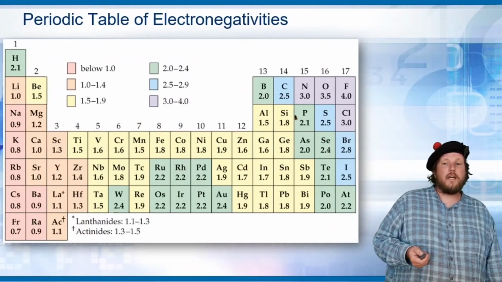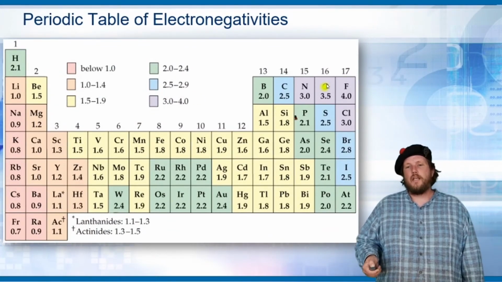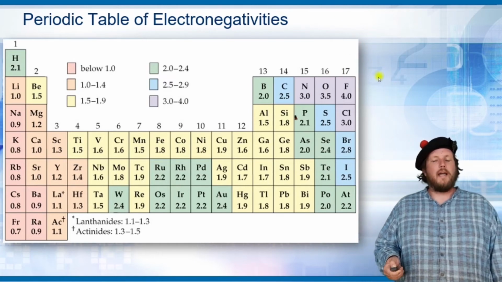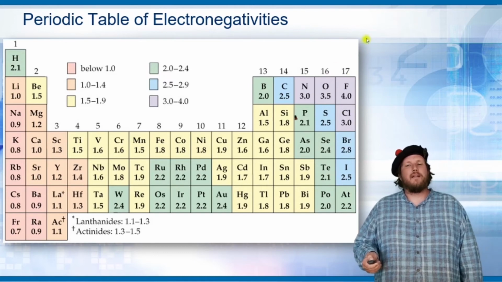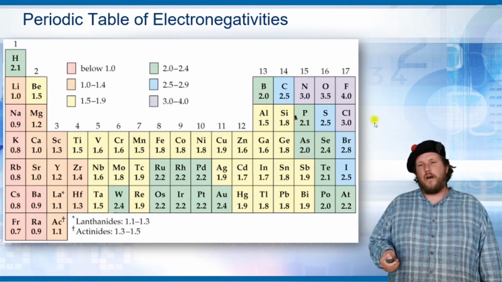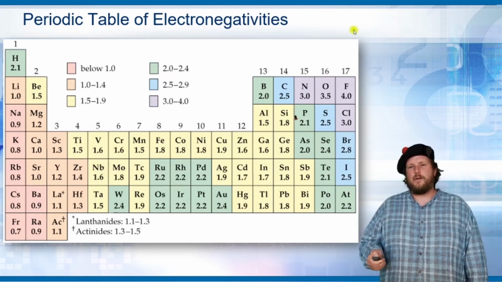So here is a chart of the electronegativities. You'll notice the noble gases aren't on here because the noble gases don't really want to ever gain more electrons, because they're stable and unreactive. So they tend to not come into electronegativity charts.